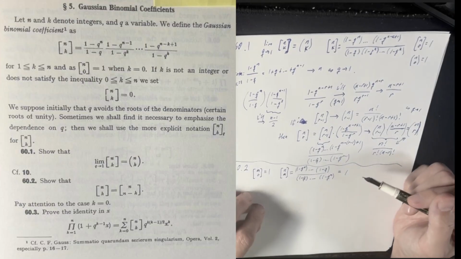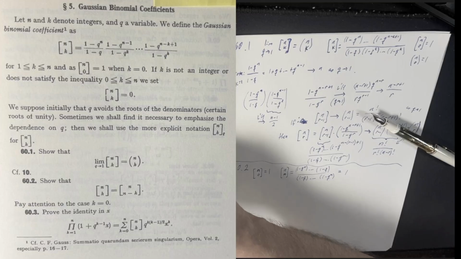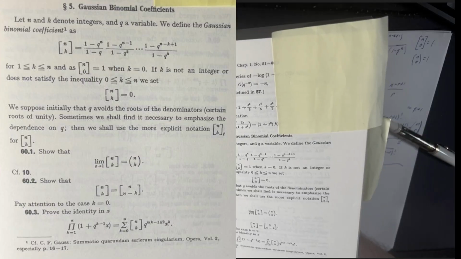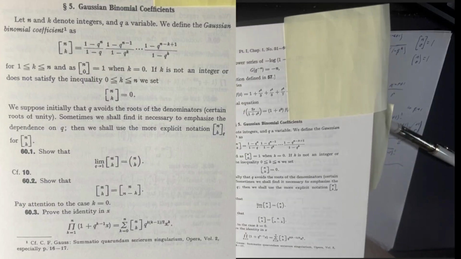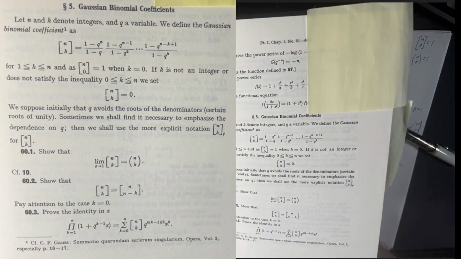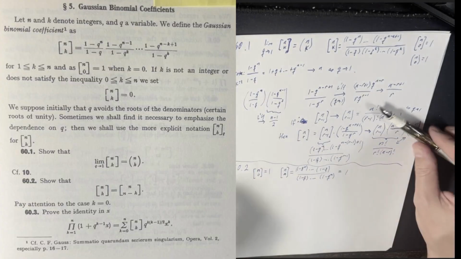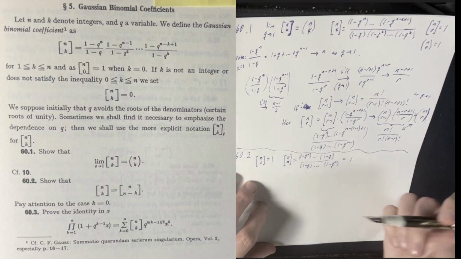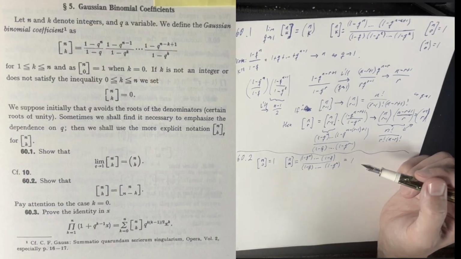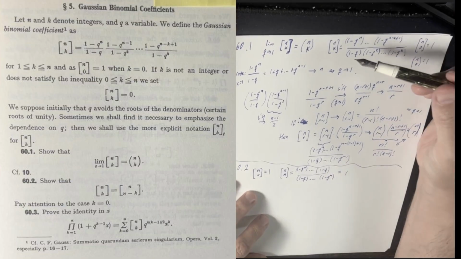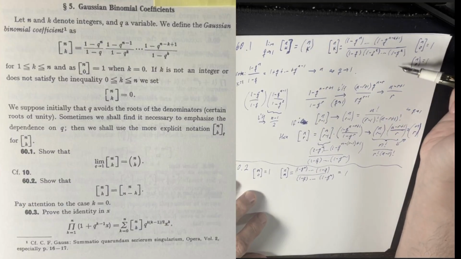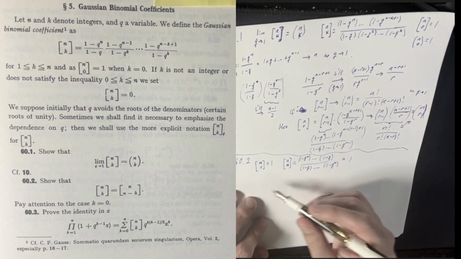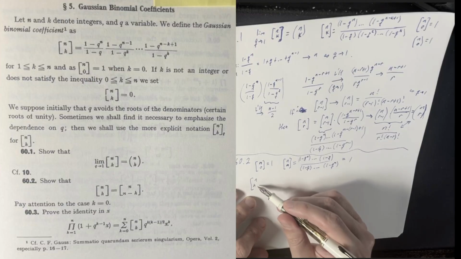Okay, well... what? Pay attention to the case k equals 0. Okay, whatever. Well, the case of k equals 0 is very easy. The other cases, let's see. Is it obvious that this is symmetric? If you plug in n minus k instead, let's just use the definition.